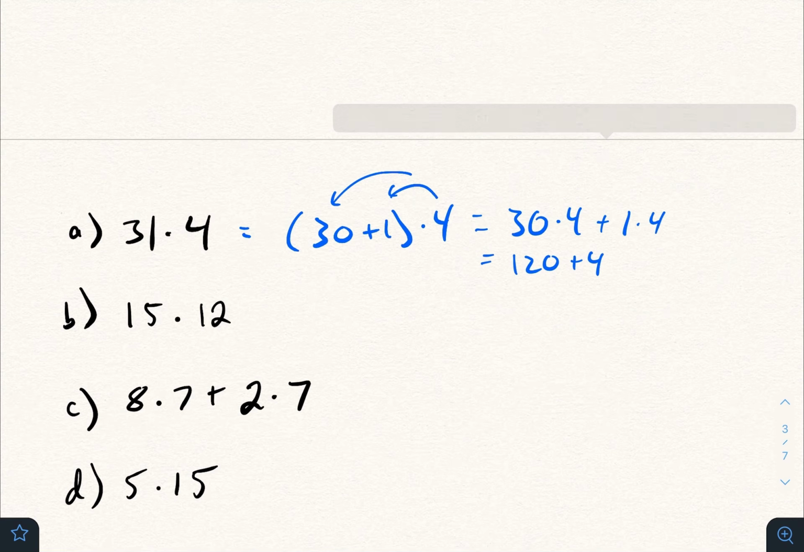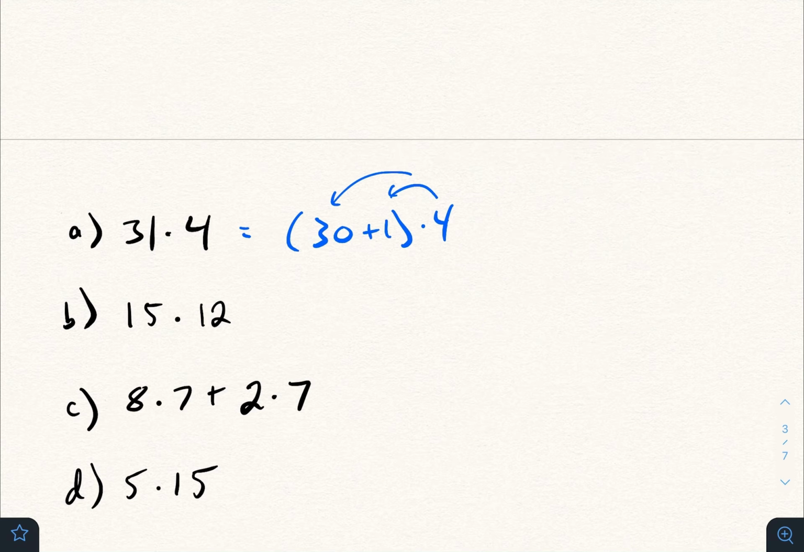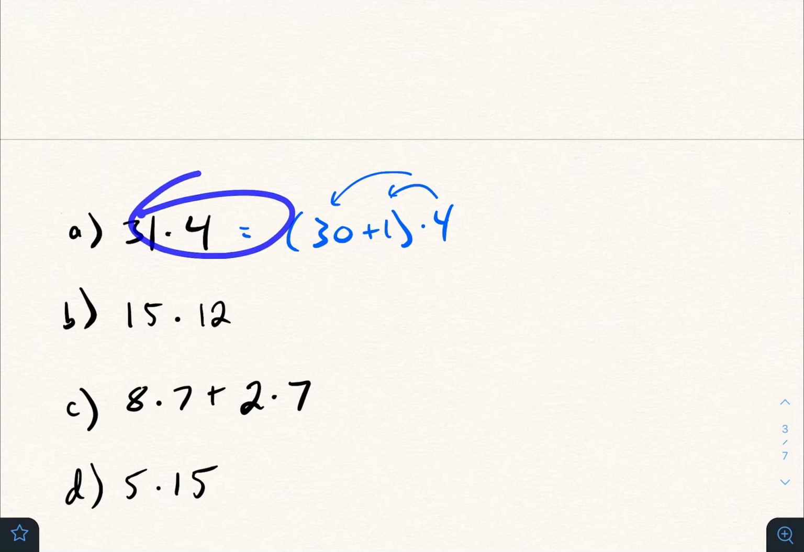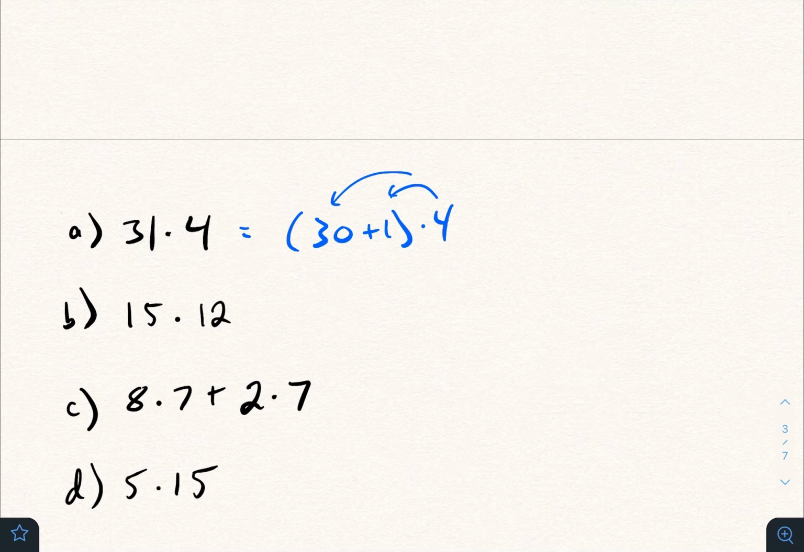So even if I didn't have this stuff over here, I can understand 31 is 30 plus 1. So I should do 30 times 4 plus 1 times 4, and 30 times 4 is 120. 120 plus 1 times 4, 124. So that becomes all of a sudden something that I can do in my head much easier.